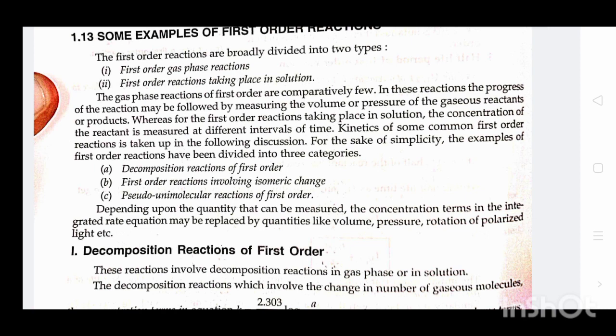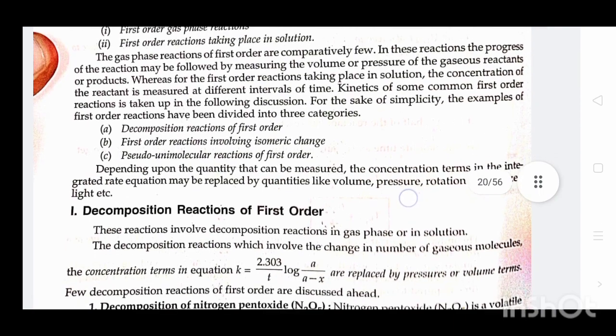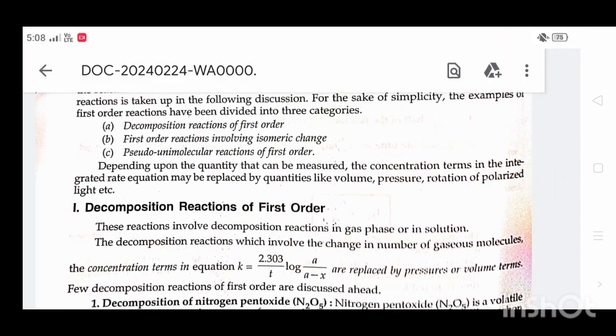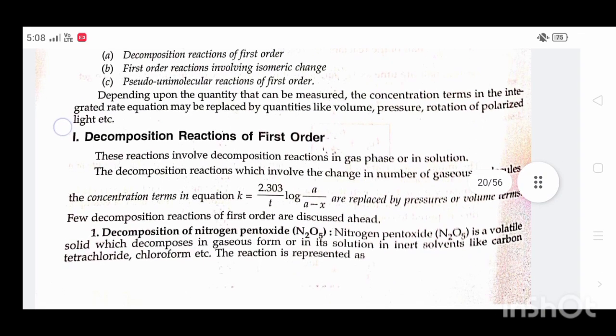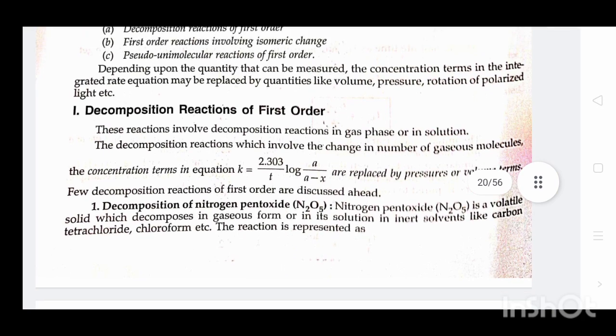For the sake of simplicity, the examples of first order reactions have been divided into three categories. Decomposition reactions of first order. These reactions involve decomposition reactions in a gas phase or in a solution. In decomposition reactions which involve a change in the number of gaseous molecules, the concentration terms in the equation k equals 2.303 divided by t log a divided by a minus x are replaced by pressure or volume terms. A few decomposition reactions of first order are discussed ahead.